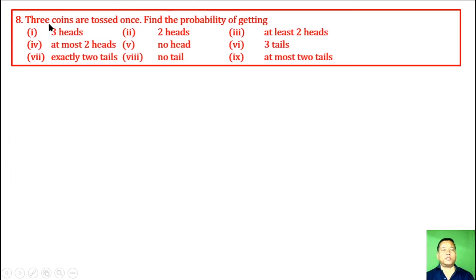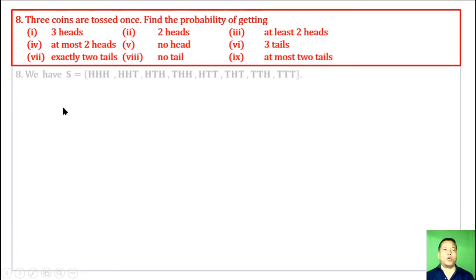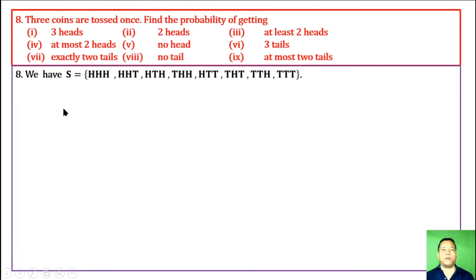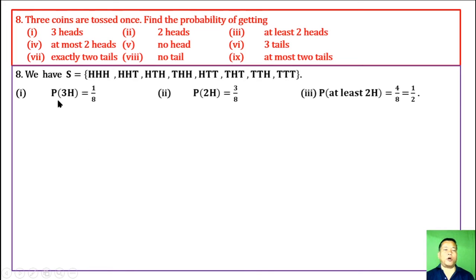3 coins are tossed once. Find the probability of getting 3 heads. When one coin is tossed, or 3 coins are tossed together, we form the sample space that consists of these 8 outcomes. Therefore, P of 3 heads, only one case out of 8, is 1 by 8.